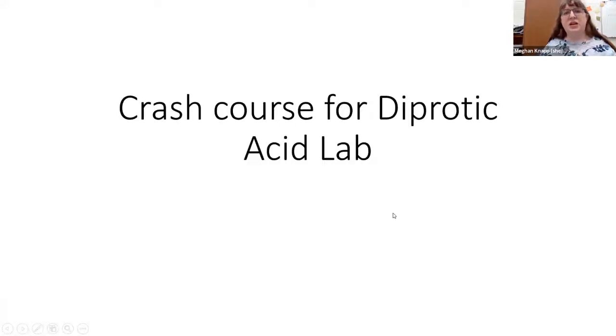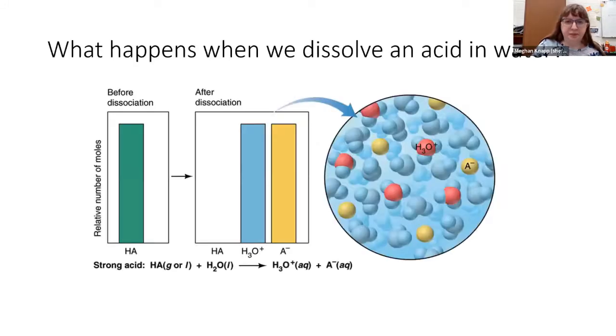Okay, this is going to be a short crash course in the information you need to know for the diprotic acid lab for this week. I realize that some of you may not have gotten to acids and bases just yet. Everyone has seen equilibrium, and this really has to do with treating acids and bases as a special kind of equilibrium reaction. If this content seems confusing, you may want to wait for the longer version of this.